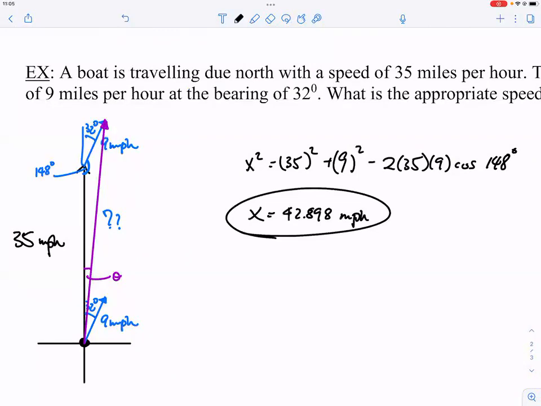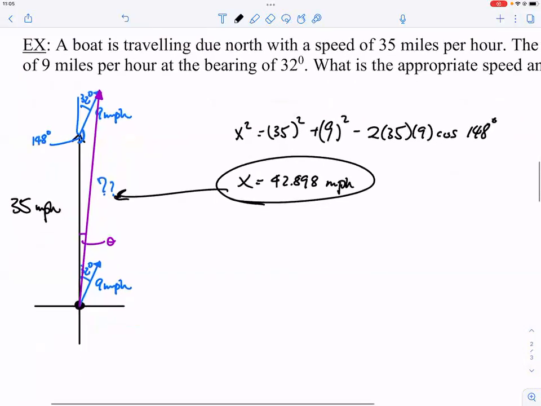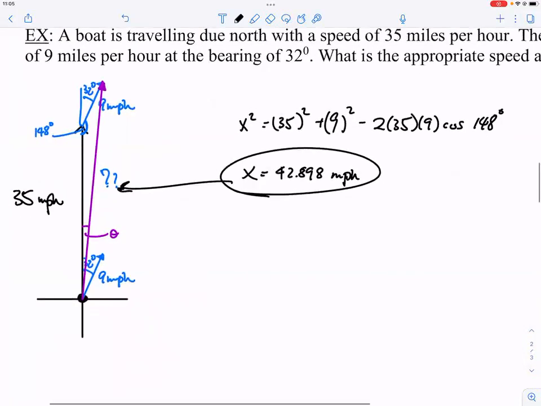Okay. So you're not adding 9 to 35, but you're adding part of the 9 to the 35 because you're traveling almost with the wind. So that is this part right here. Okay, the overall resulting speed based on the speed of the boat and also the water flow. And then we need to find out the bearing.